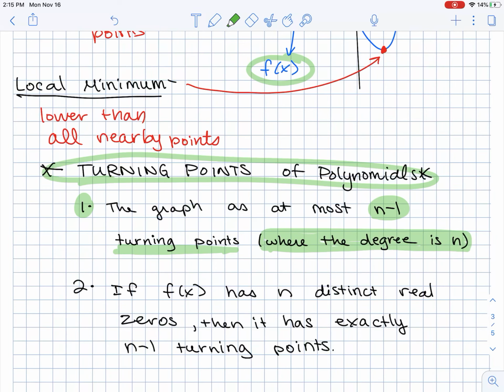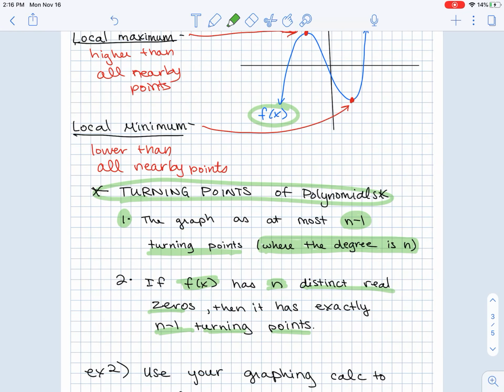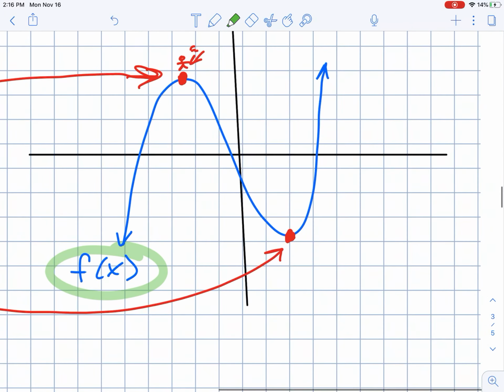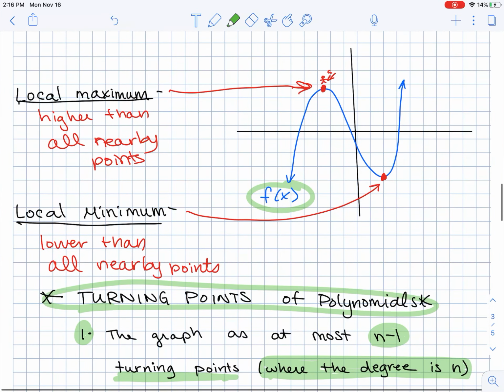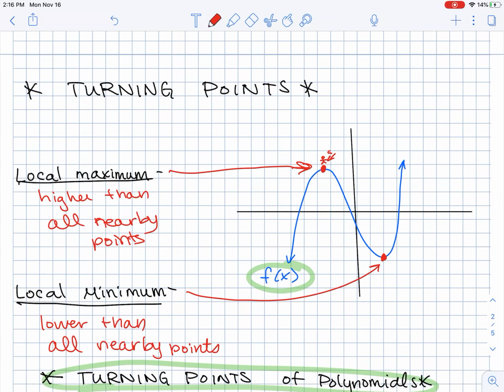valleys. Also, if f of x has n distinct real zeros, then it has exactly n-1 turning points. So if we look at the zeros, for example, this one works for both. I see here for the first part, it says the graph has at most n-1 turning points. So I know the degree of this f of x is x to the third. Notice how there's only two of these turning points, and that's because if n is 3, one less than it is 2. So whatever your degree is, you have at most that many turning points.